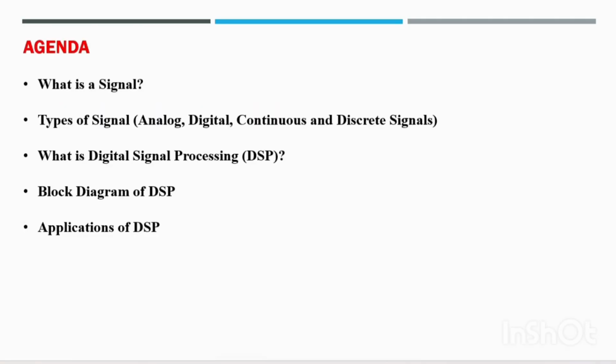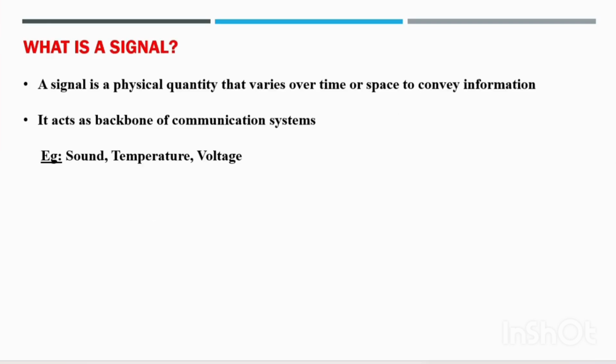In this video, we will be discussing what is a signal, what are the types of signal, analog, digital, continuous and discrete signals and their differences, what is digital signal processing, block diagram of DSP and applications of DSP. So let's get into the session.